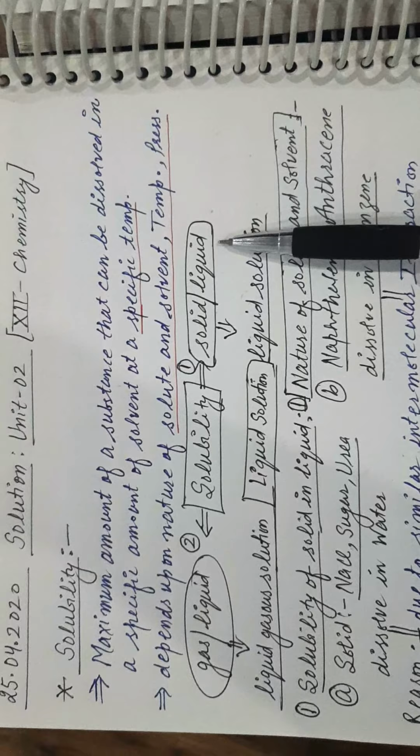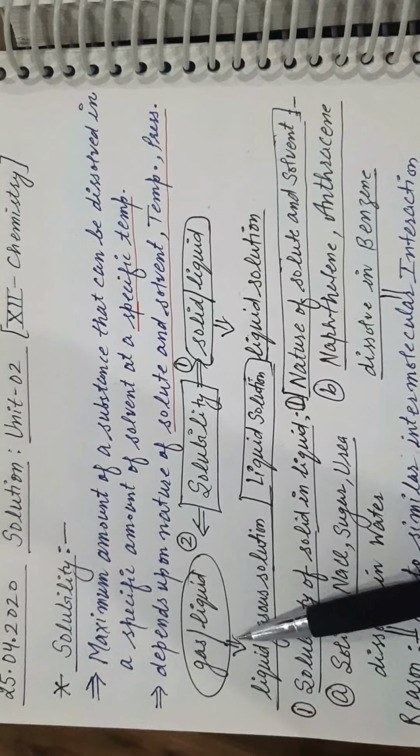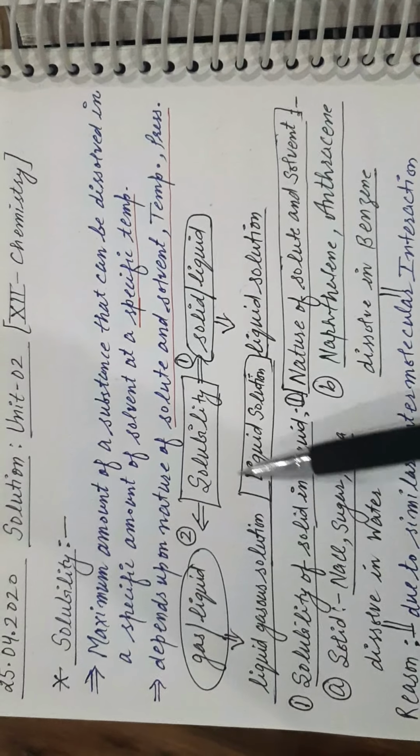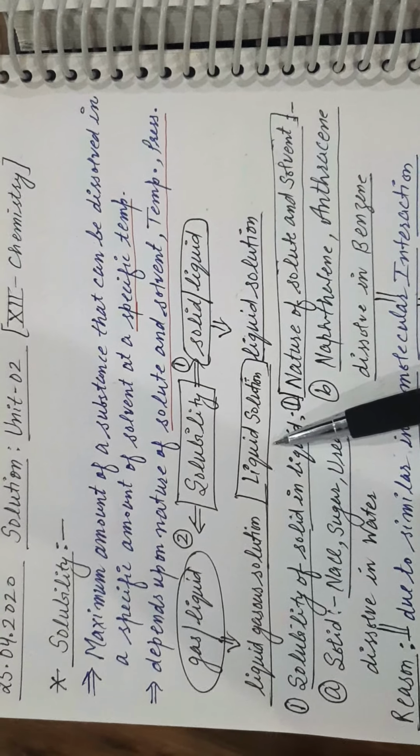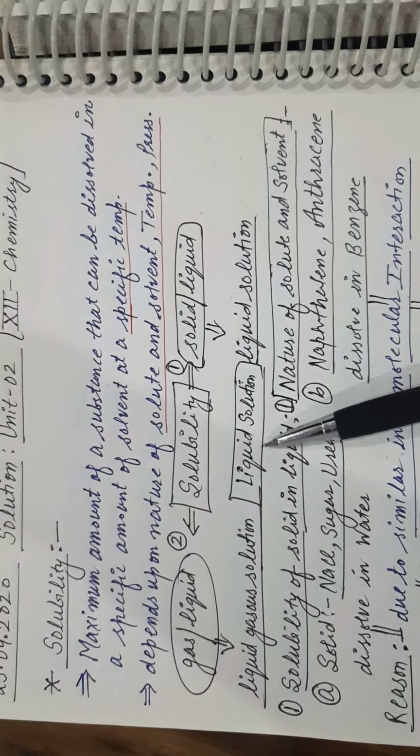So one of the important points is that solubility is a temperature dependent property, and it depends upon the nature of solute, solvent, temperature and pressure. And solubility on the basis of solute is of two types. First one, solid in liquid type solubility, and second one, gas in liquid type solubility. And the solution is known as a liquid solution because in both cases liquid acts as a solvent.